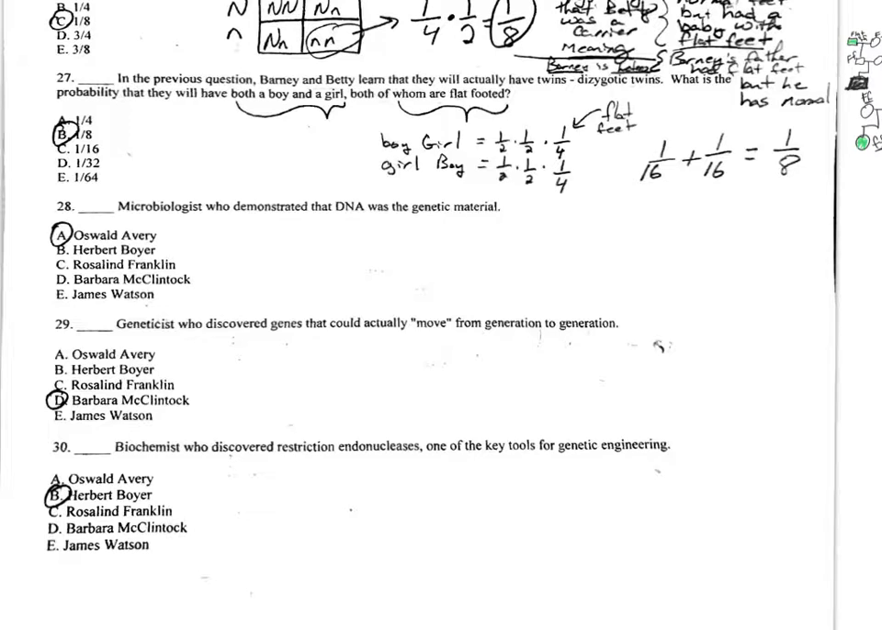Microbiologists who determined that DNA is the genetic material, we said it was Oswald Avery. Geneticists who discovered that genes could actually move, it was Barbara McClintock. And biochemists who discovered restriction nucleases, Herbert Boyer. I gave you those answers. You should have got them all right. It's because we didn't really hit that very hard.